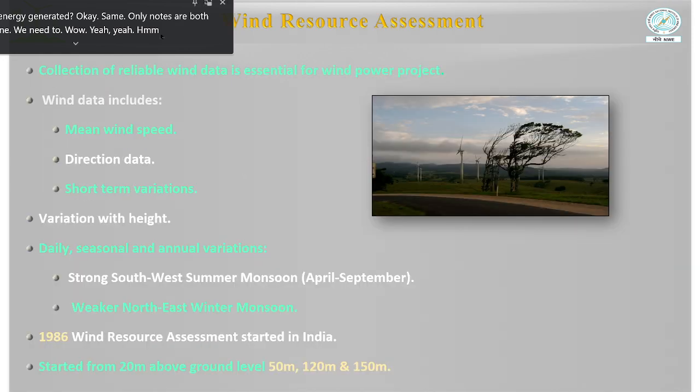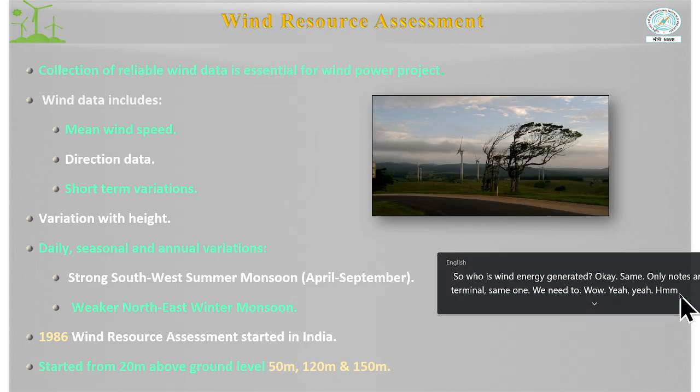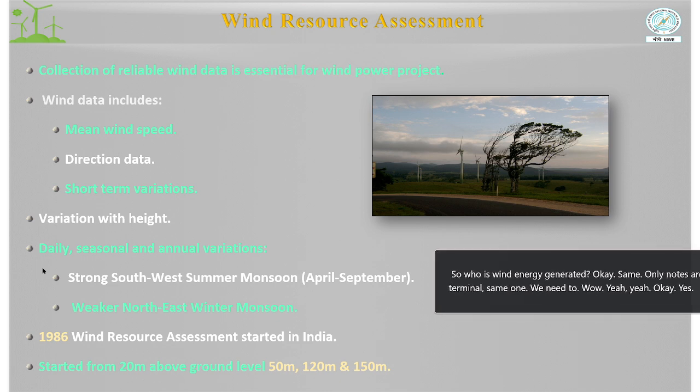Then collection of reliable wind data is essential for a wind power project. Wind data includes mean wind speed, direction data, short-term variations, that is fluctuations, and variations with height. All this we discussed earlier. It increases along the height. Then daily and seasonal variations. Strong southwest summer monsoon, April to September. Normally May to September we can say. April end it starts. Then a weaker northeast winter monsoon in Tamil Nadu especially.